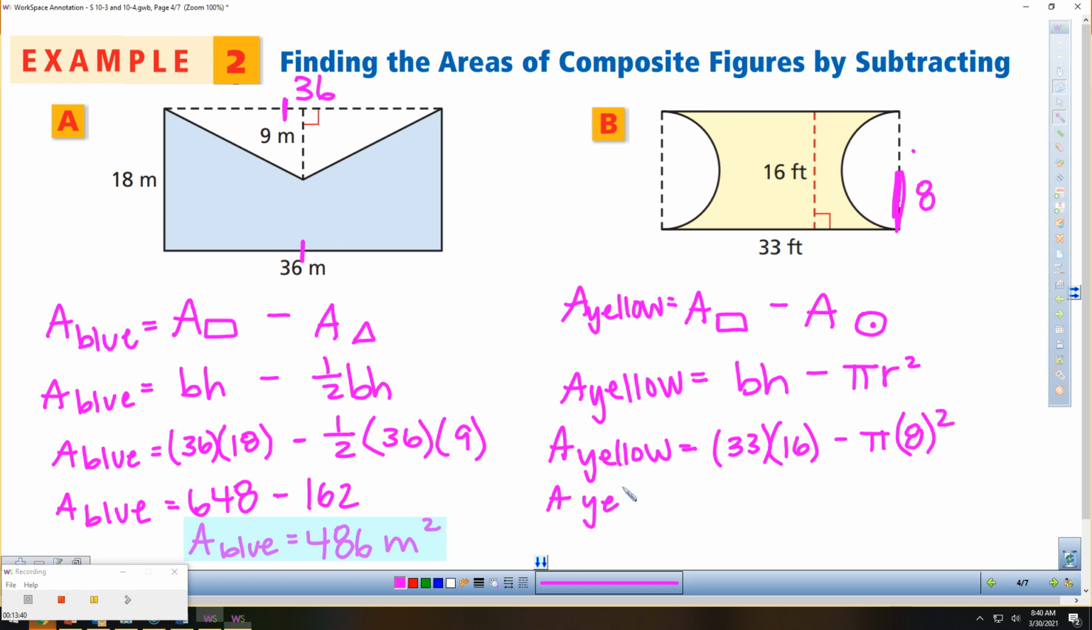So the area of my yellow figure is going to be 33 times 16, which is 528, minus 8 squared, which is 64, and then you have to multiply that by pi, which gives you 201.1. So when you subtract that from 528, you're going to get that the area of your yellow figure is equal to 326.9 feet squared.